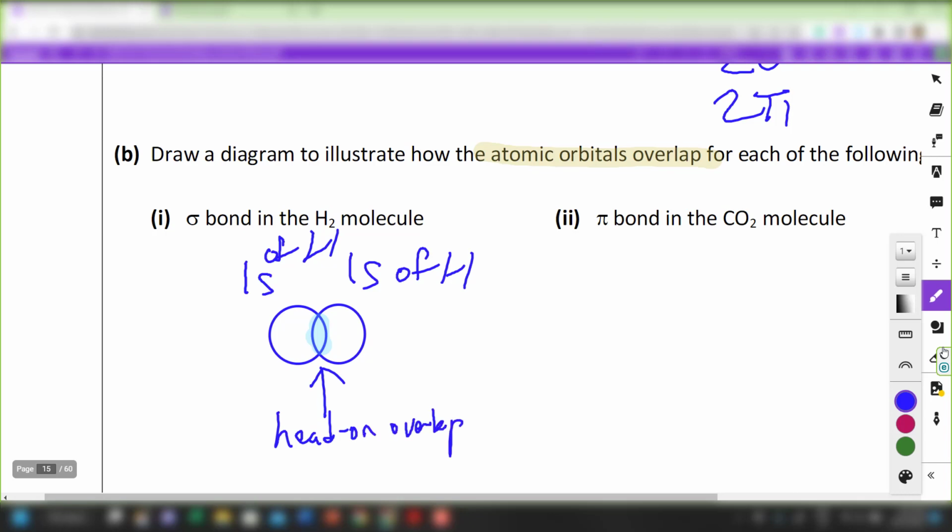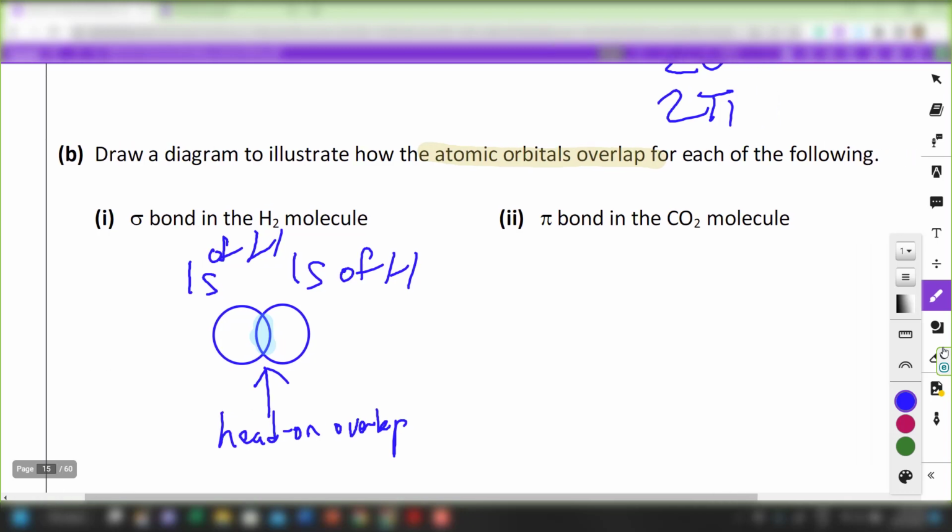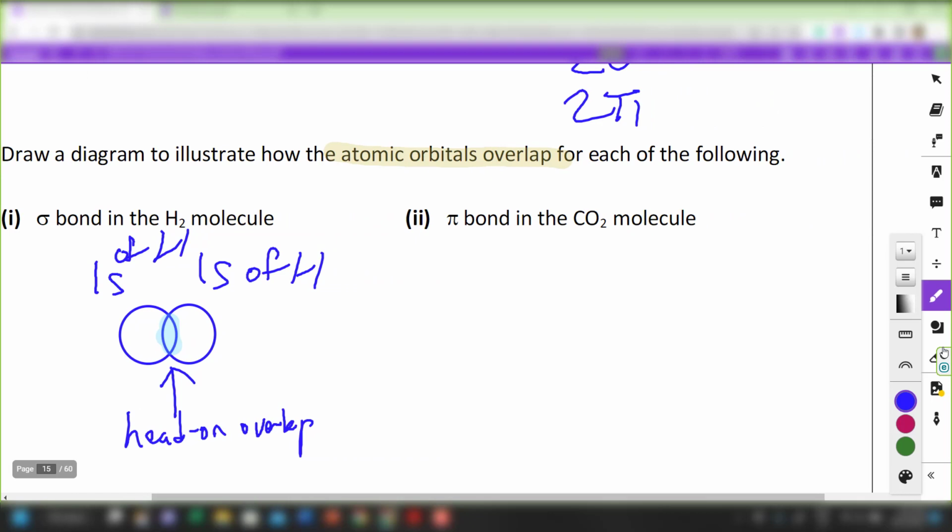Okay, so that would be more than sufficient. Remember to just answer the question according to what is required of you. And then for part 2, the pi bond in CO2. We are only required to show the pi bond.